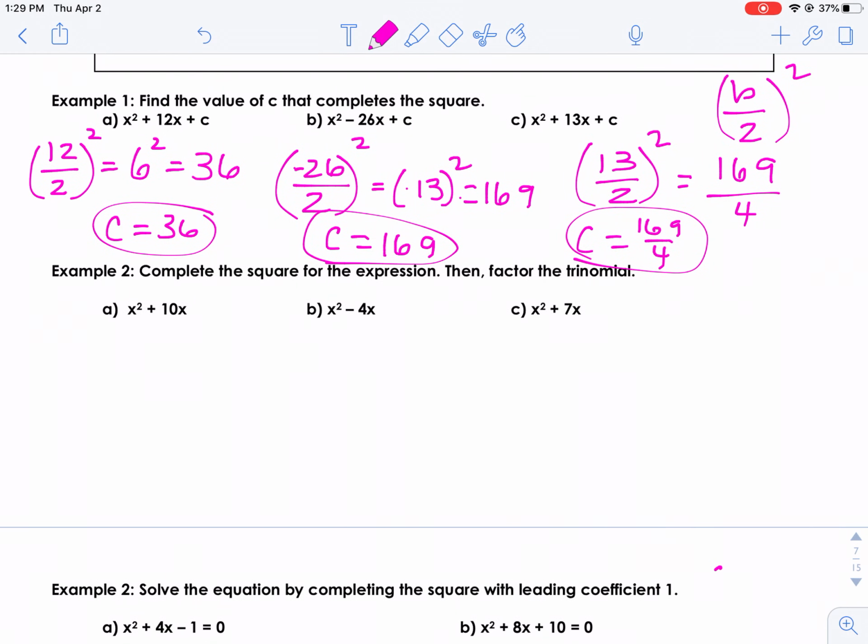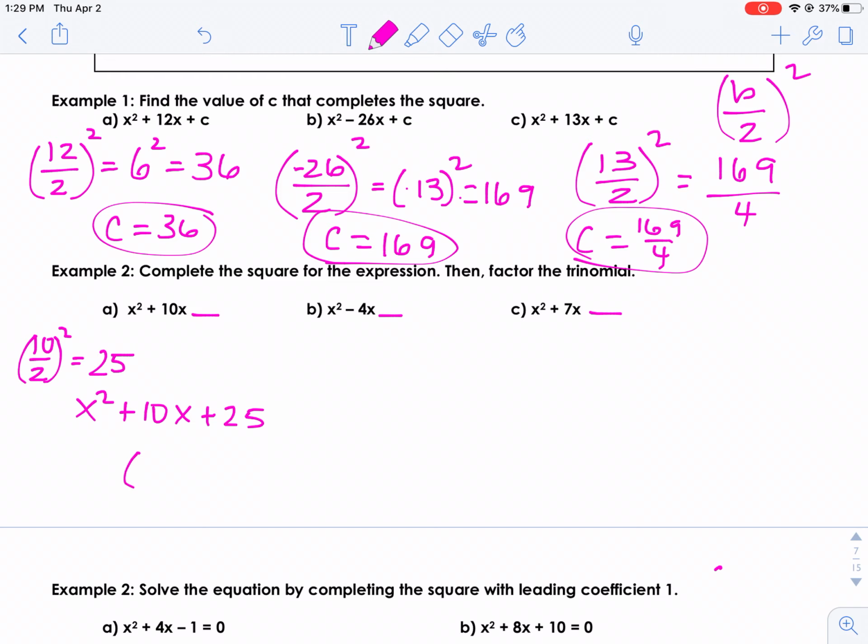All right, example 2, we're going to complete the square for the expression and then factor the trinomial. So we're going to find that c value, that last value, to complete that square and then factor it. In A, again, we're going to start by taking our b value, cutting it in half, and then squaring it. So that would give us 25. So completing the square, we would end up with x squared plus 10x plus 25.